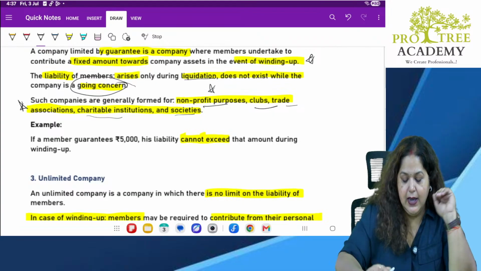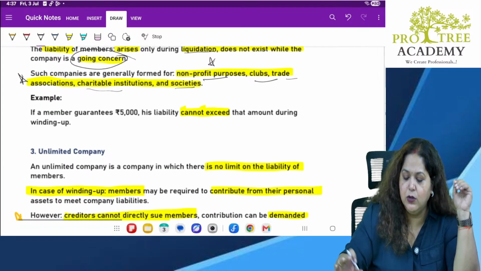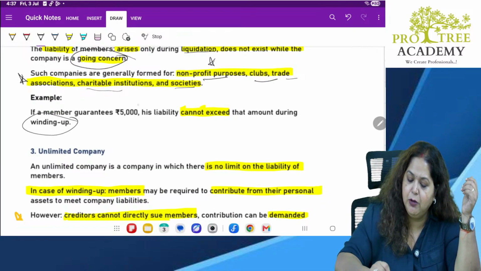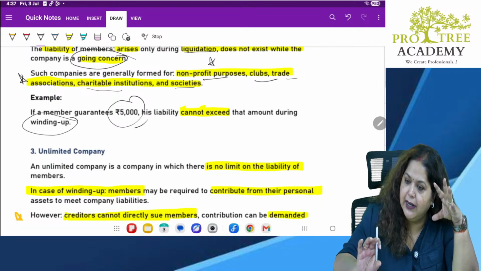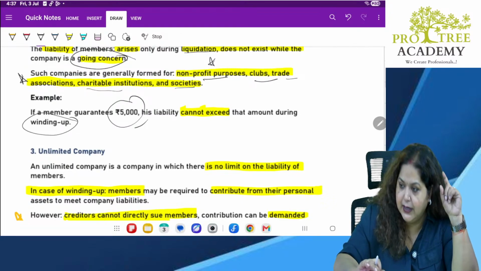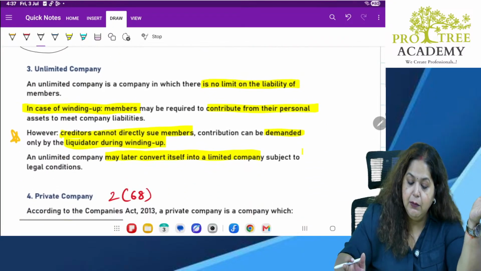Clear? Example, if a member guaranteed 5,000, his liability cannot exceed that amount during the winding up. How much do you have to pay? Only that much, how much you had guaranteed, because this is limited liability. Then unlimited liability.